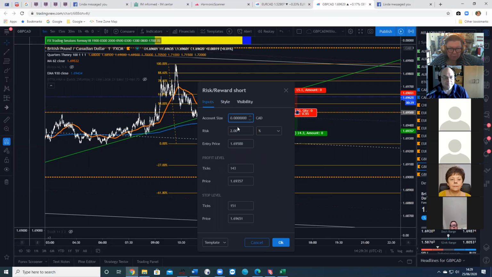settings, inputs. So entry price 1 point, GCAD 1.69500. 3 pips below that, you've got 2 pitchforks coming across. So you might want to enter when you see it's down below 1.69497. What's 3 pips off that figure? 1.69497. Thank you.